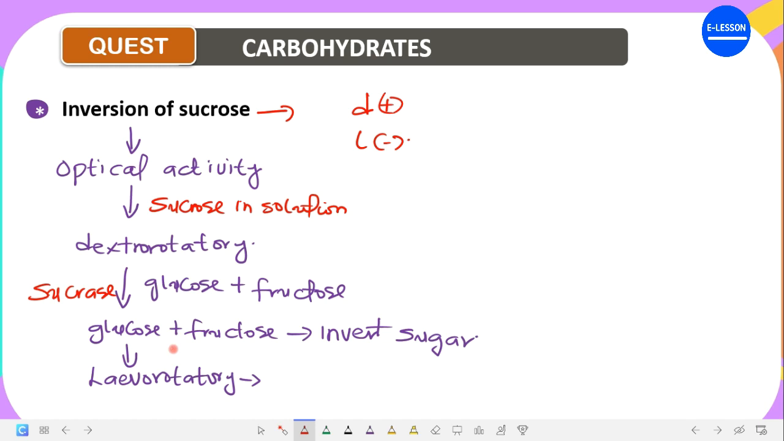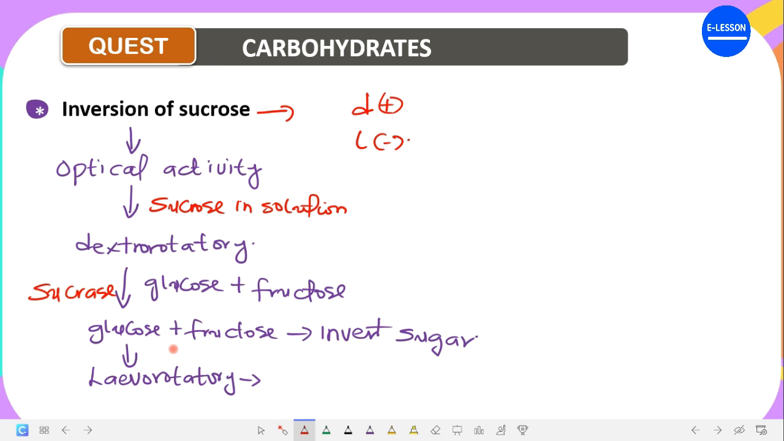Just know that inversion of sugar means a change in the optical activity of sucrose in solution when it is hydrolyzed to give glucose and what? Fructose. The mixture of glucose and fructose is known as what? Invert sugar. So if you are asked what is invert sugar, it is the mixture of glucose and fructose in solution. Why? Sucrose normally is dextrorotatory, but sucrose is hydrolyzed by an intestinal enzyme called sucrase, which breaks it down into glucose plus fructose. Glucose plus fructose is an invert sugar, and combined, the net optical activity is levorotatory.